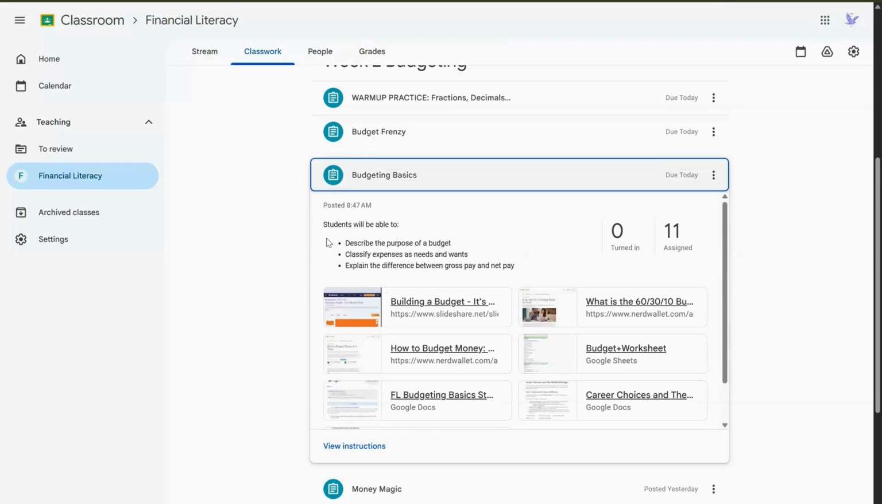What are we doing now? Yes, sir. What document is this on the budget? This is Budget Basics? FL. Budget basics? Yes. Got it.